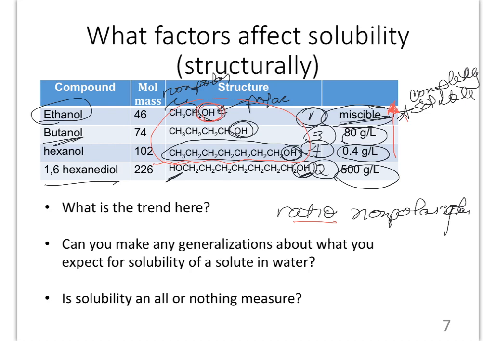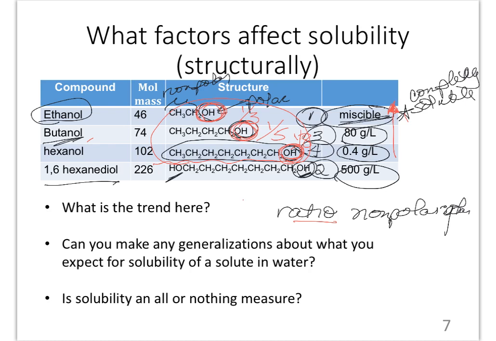Ethanol, the OH represents maybe 1/3 of the entire molecule. I'm just winging it now. And then the OH in butanol represents maybe only 1/5 of the molecule. And in hexanol, the OH represents maybe 1/8, right? So the polar portion of these molecules is decreasing, which is making them less soluble.